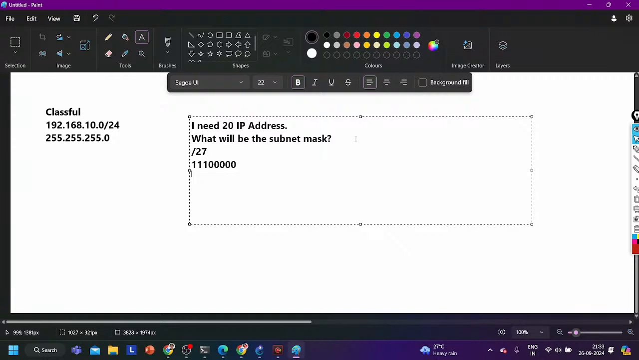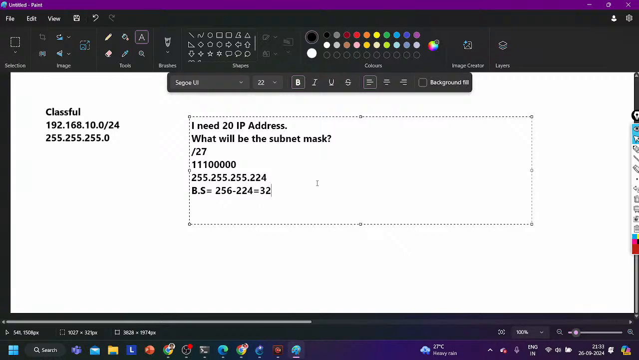Right? So what will the subnet mask be? 255.255.255.128 plus 64 plus 32, which is 224. Getting my point? And if the subnet mask is 224, then tell me guys the block size. 256 minus 224. What will be the block size? 32.